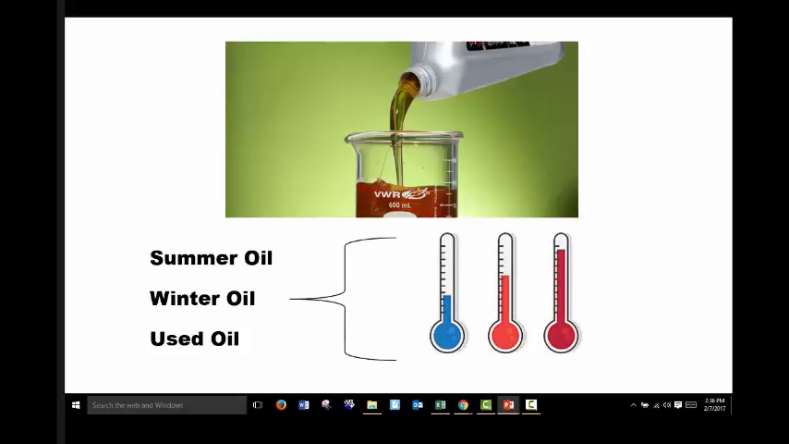We will also be looking at how temperature affects viscosity, so we will drop a marble through the motor oils at 3 temperatures: a cold temperature, a room temperature, and a warmer temperature.